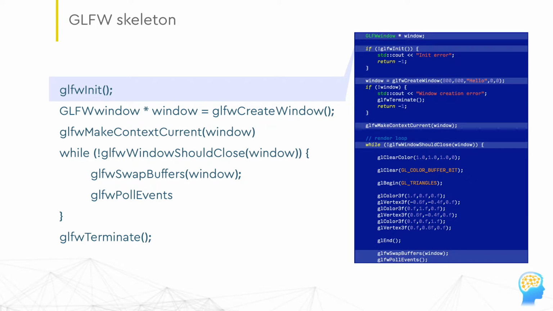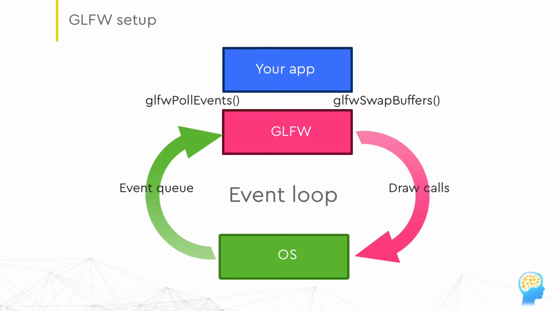Okay, let's summarize what we learned about the GLFW skeleton. We init the system with the init function, then we create a window with the createWindow function, and make its context current with makeContextCurrent for this window. Then we start the run loop and poll for the window should close event. And inside this loop we swap buffers and poll for new events constantly. Afterwards we call glfwTerminate.